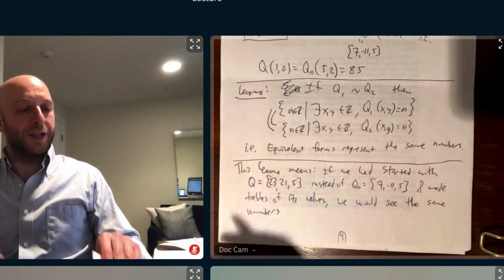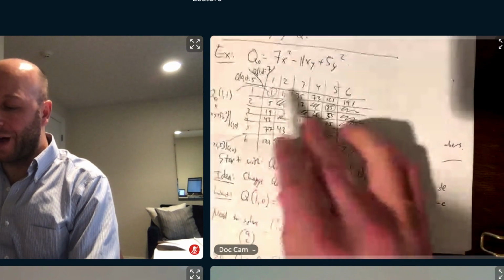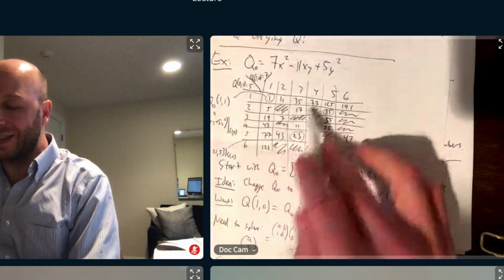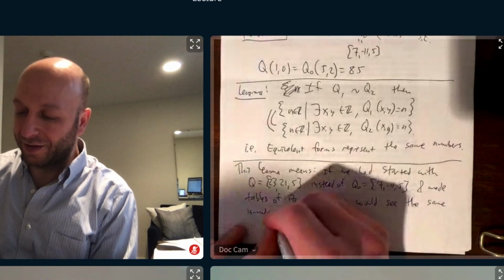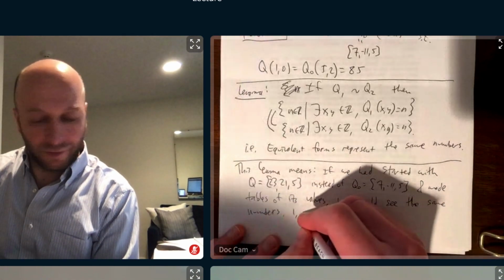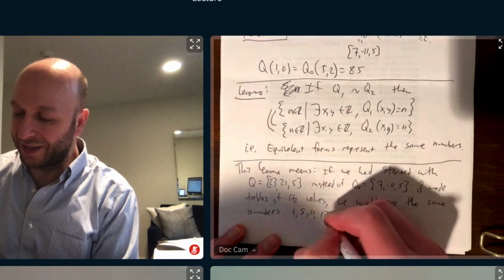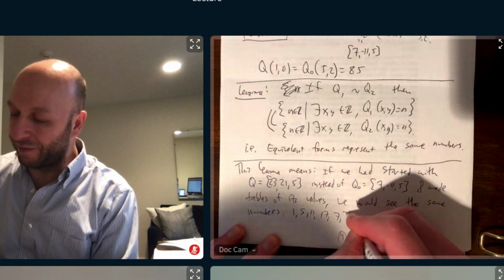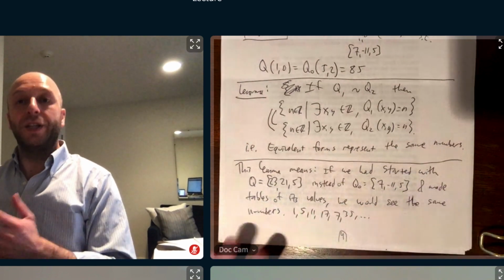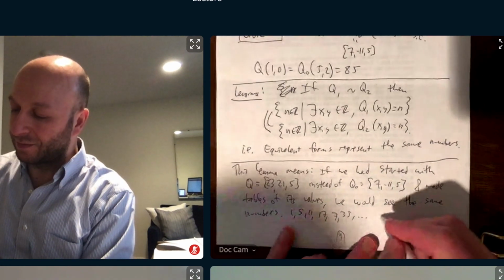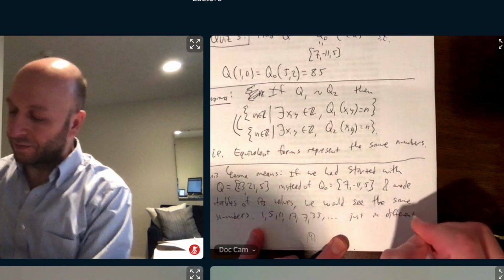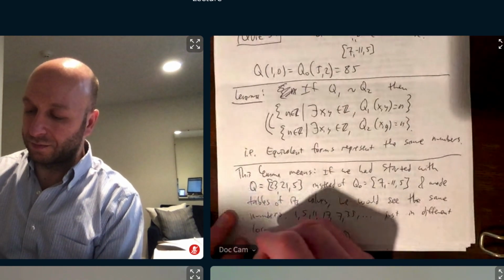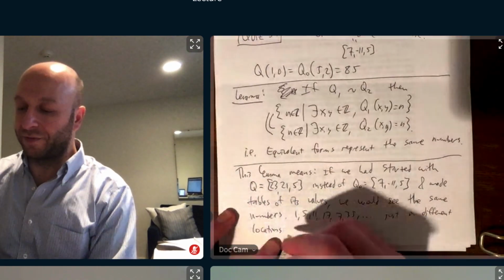In other words, these numbers 1, 11, 5, 35, 17, 19, 7, and so on, the same numbers 1, 5, 11, 17, 7, 35, etc., but just in different places. Just in different locations. Shuffled around.